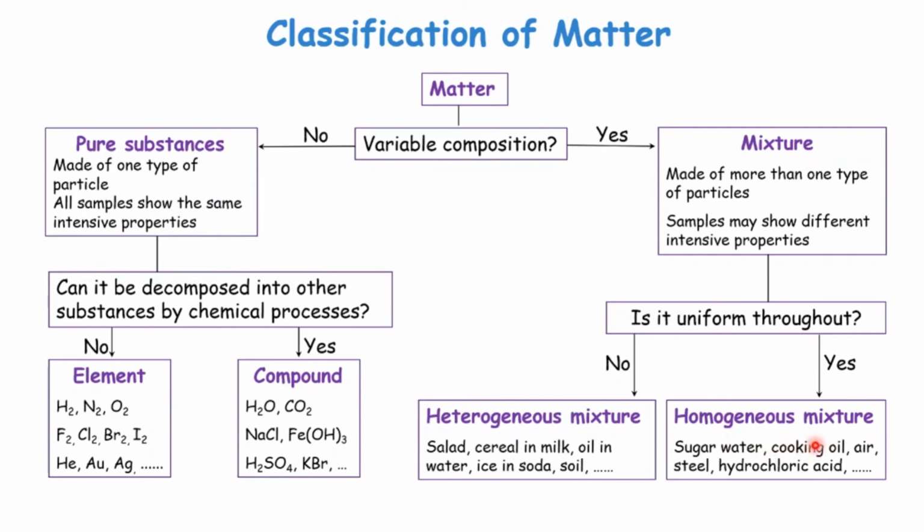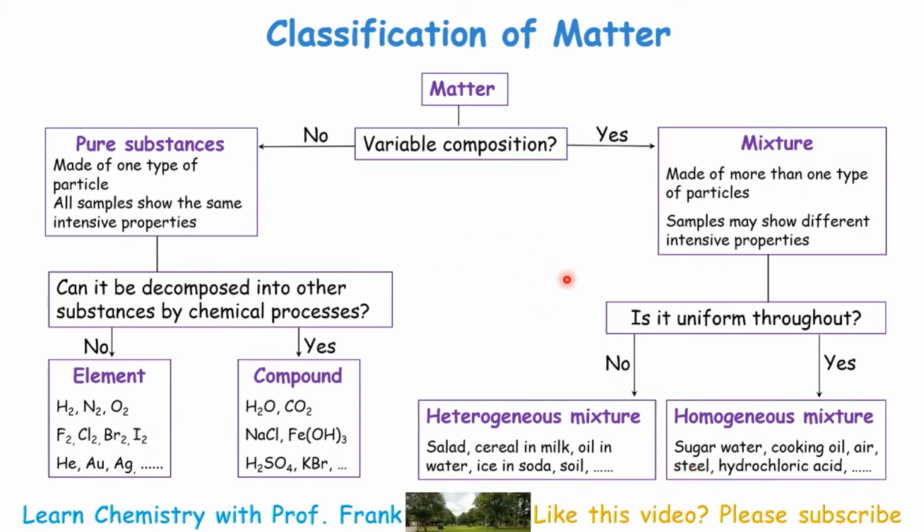Cooking oil by itself, if it's not mixed with water, that's homogeneous mixture. Air, when we breathe, we know our body just takes oxygen in, but there are other gases in the air. So therefore, air is a homogeneous mixture. Of course, you can have solid homogeneous mixture like steel. It contains mainly iron and then some other metals there. Again, this is a very helpful summary slide about matter.